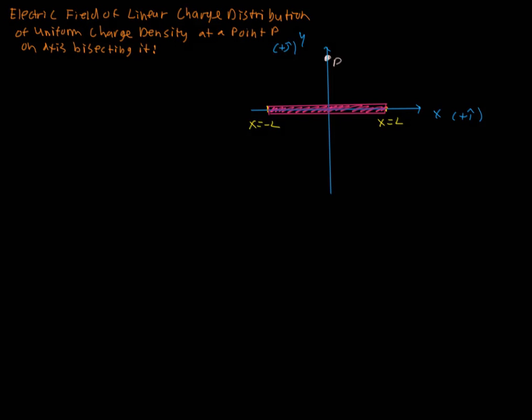In this video, I want to talk about the electric field of a linear charge distribution of uniform charge density at a point P on the axis bisecting it. So that's quite a mouthful. So what am I talking about?